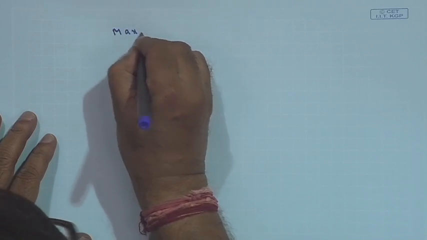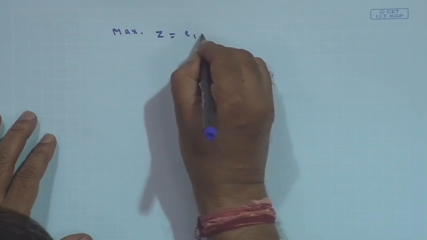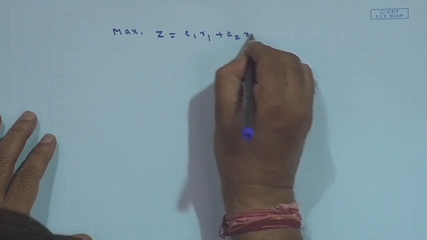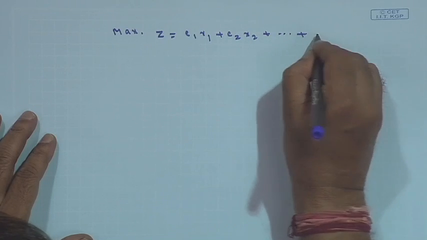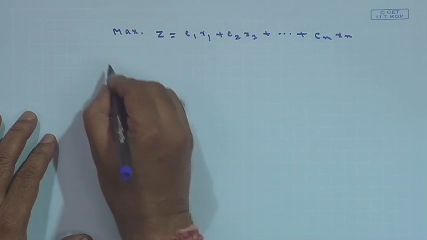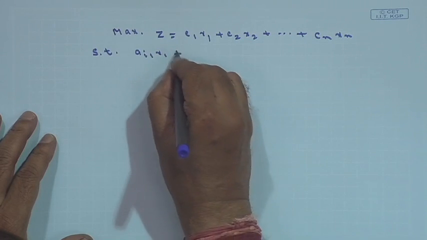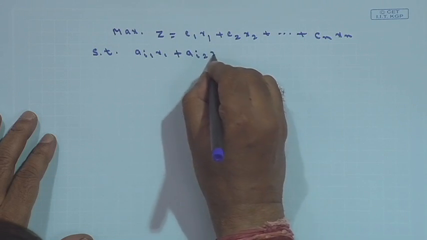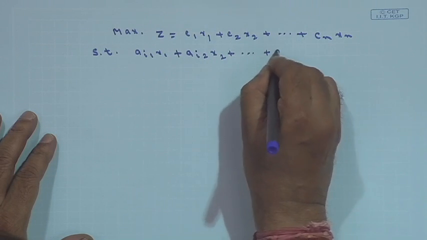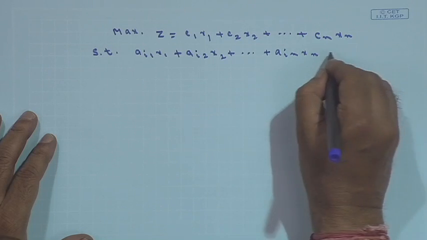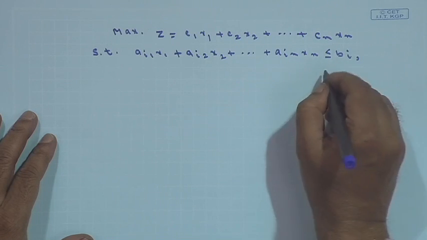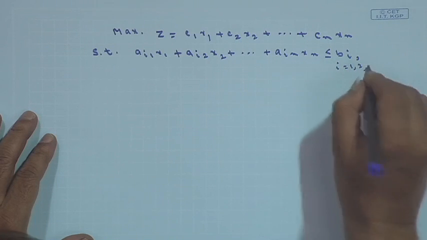So, the canonical form of the primal and dual problem can be written like this. You have the problem: maximize Z equals C1 x1 plus C2 x2, and in this way plus Cn xn, subject to ai1 x1 plus ai2 x2 plus and so on plus ain xn less than or equal to bi, where i lies between 1 to n.